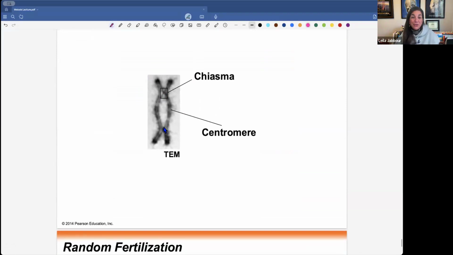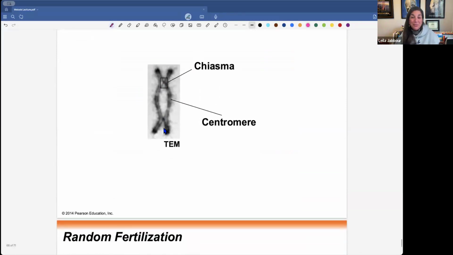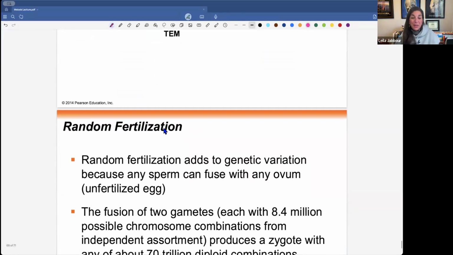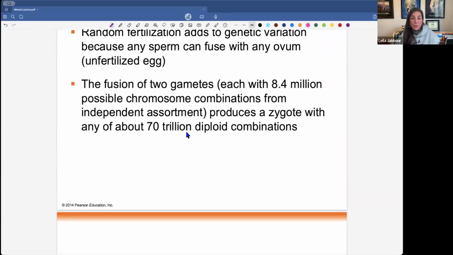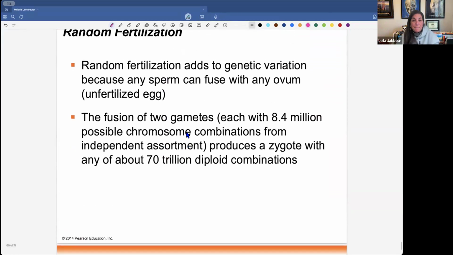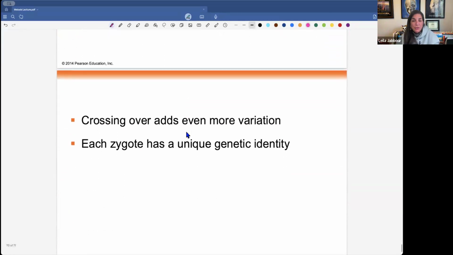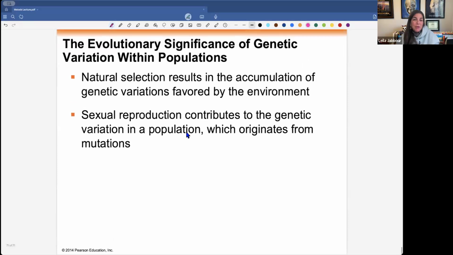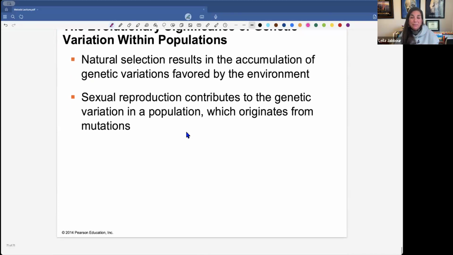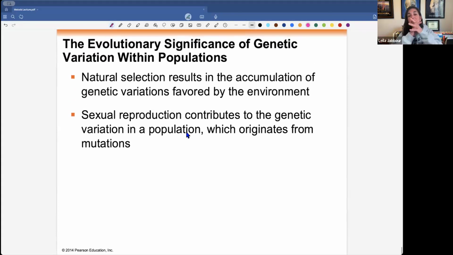Isn't this amazing? We can actually see these points of chiasma in real chromosome crossing over. Random fertilization, we already talked about that. And we talked about the evolutionary significance of this genetic variation. It's very important that we all stay very varied between each other. And that's it. That's the last slide.